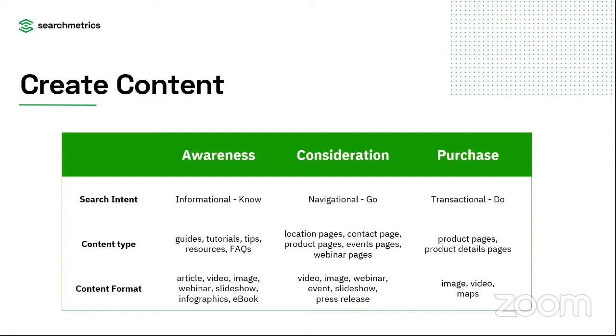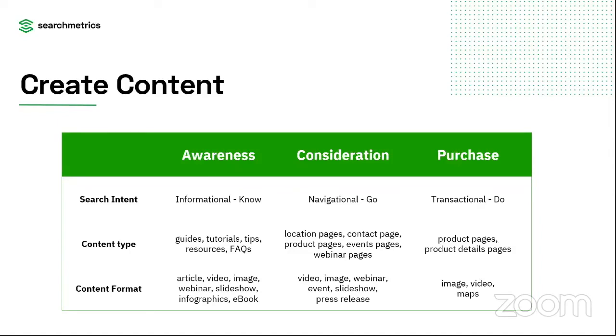And then you have the last stage, which is purchase. Here, the consumer is ready to make a purchase. He has, as I would say, his debit card in his hand. So in terms of content type, it will be product pages, and also going deeper into products, where you provide him a product detail page. And in terms of content format, it would be images, video, and even a map. We know that for an e-commerce site which also has a physical store, it is important nowadays to have a map.